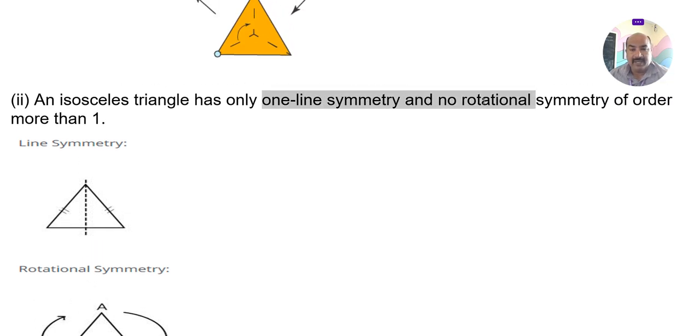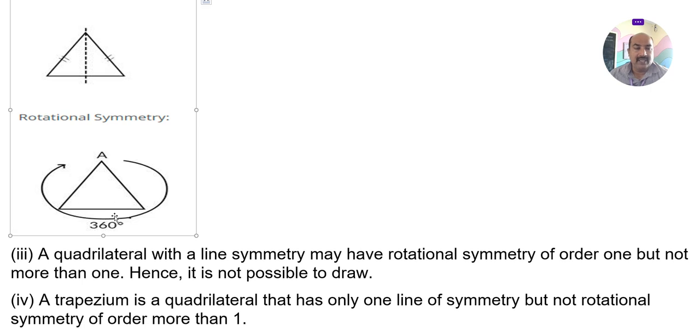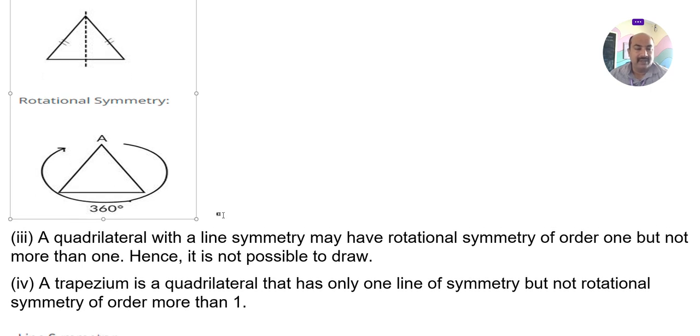Second one, an isosceles triangle has only one line of symmetry and no rotational symmetry of order more than one. Here, isosceles has only one line of symmetry. There is no rotational symmetry because in the isosceles triangle two angles are equal, but the remaining angle is not equal. Two sides are equal, the remaining side is not equal.